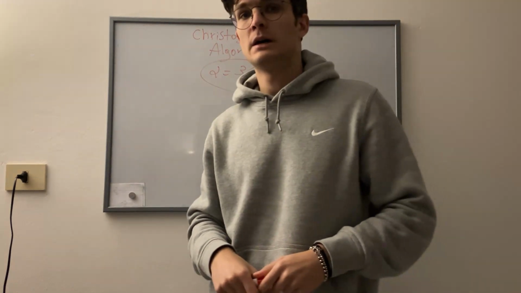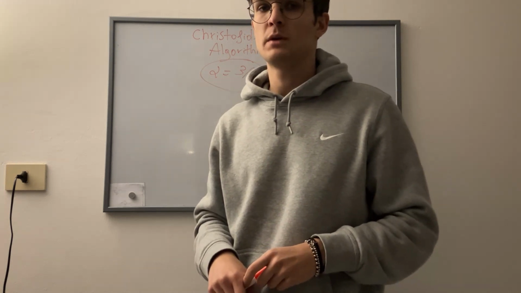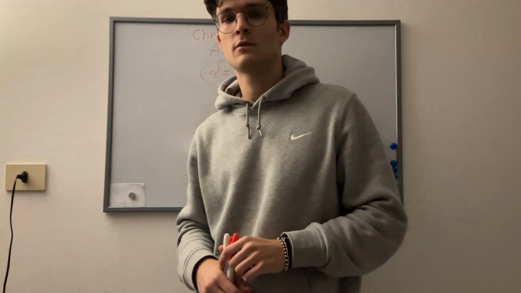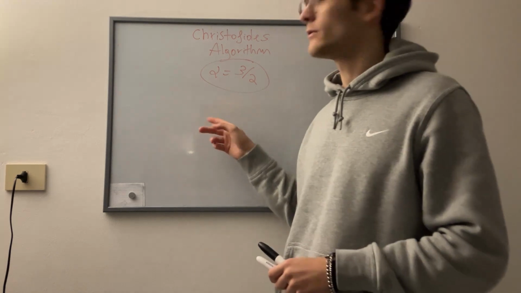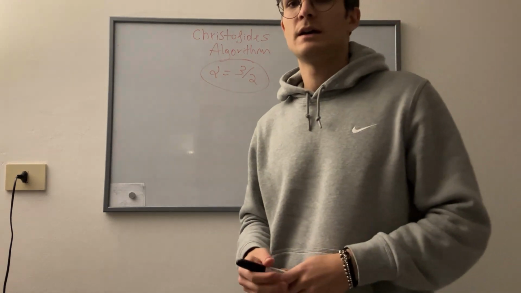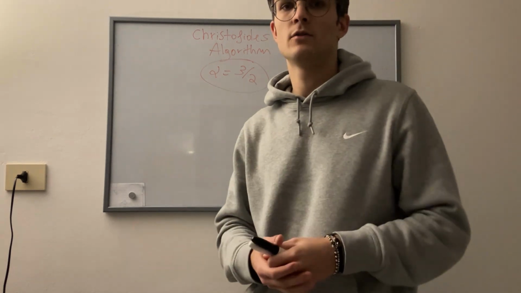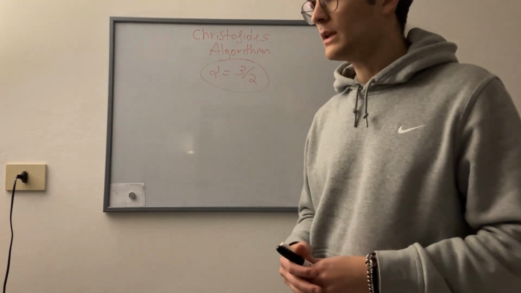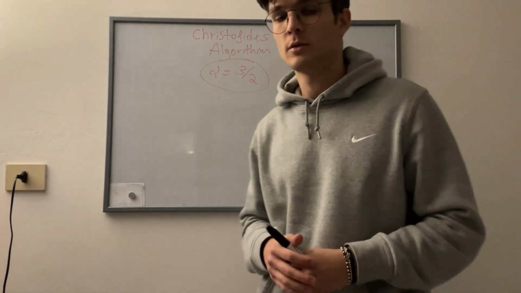Hello everyone. In the previous video, we've seen a two approximation algorithm for the TSP problem, the traveling salesman problem. Today I'm going to finish the series with the Christofides algorithm, which is a 3/2 approximation algorithm. This means that in the worst case scenario, this algorithm finds a Hamiltonian cycle that is 3/2 times worse than the optimal tour, the optimal cycle.